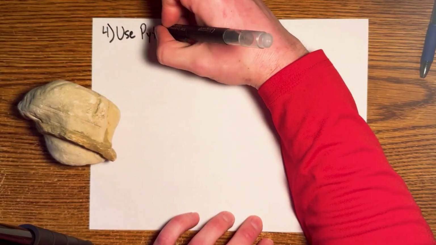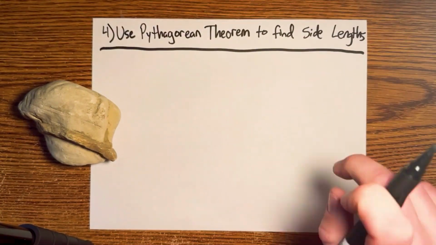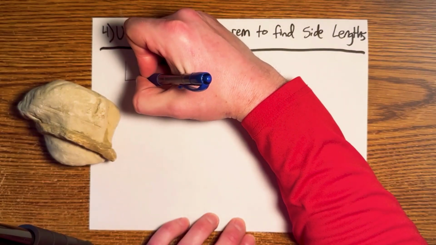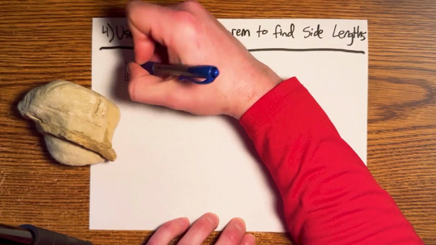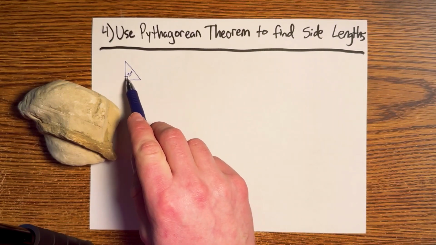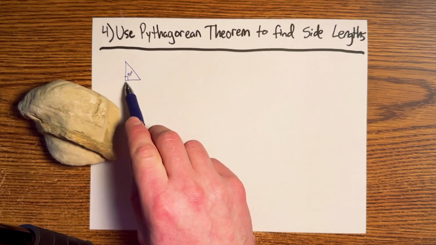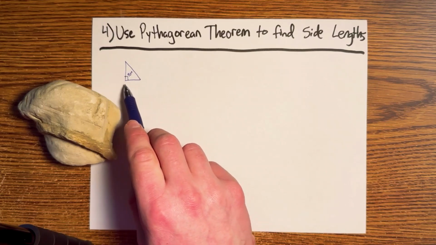Number 4, use the Pythagorean theorem to find the side lengths of a right triangle. So first off, what is a right triangle? A right triangle is one that has a corner with an angle of 90 degrees, meaning that angle is 2 sides completely perpendicular, or opposite, you may think, of each other.